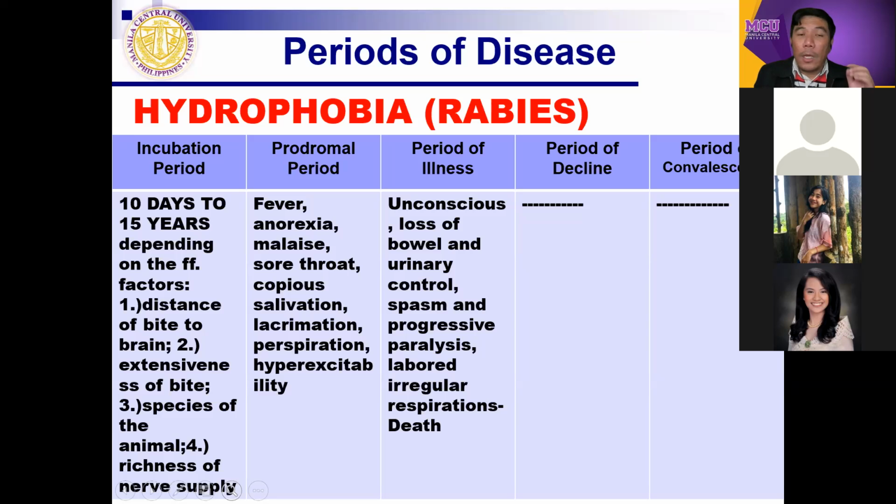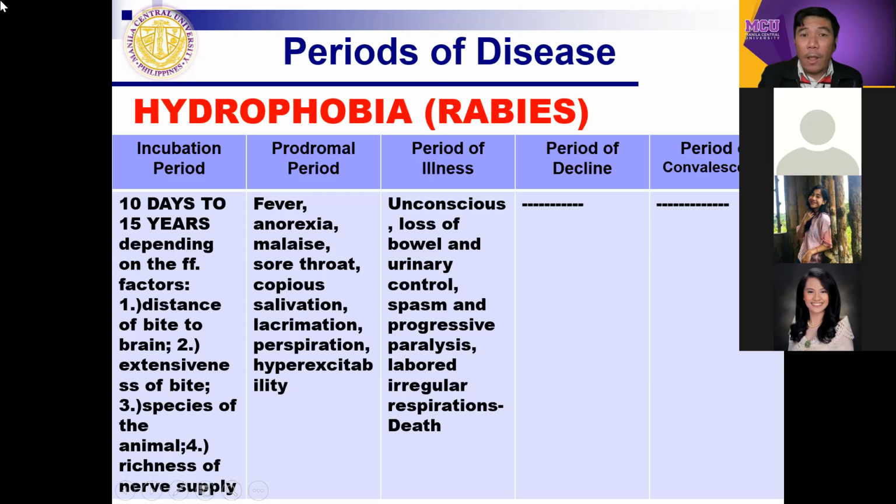Now, if for example the person had a short period of fever and suddenly you find that the person has progressed to the period of illness, that is the time the person is already unconscious. The person may lose urinary and bowel control. The person will be paralyzed. The person will have difficulty breathing or an irregular breathing pattern, which may then lead to death.